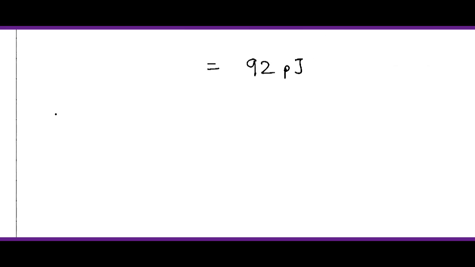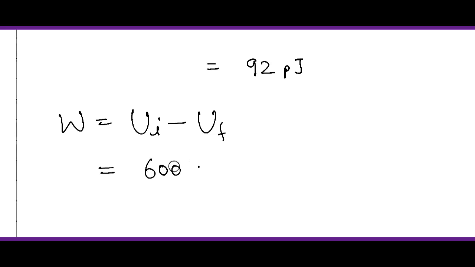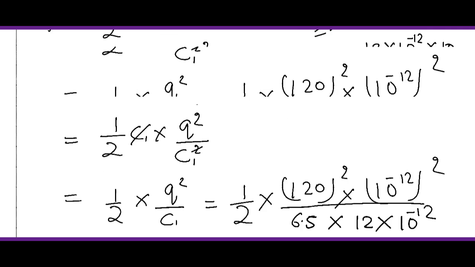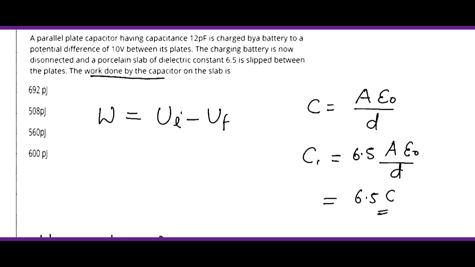Now calculating the work done. So work done is U initial minus U final. The U initial we had calculated, that is 600 picojoule, and the U final is 92 picojoule. So this will be 508 picojoule. This is the work done by the capacitor. So if we check the options, we have 508 picojoule as the correct answer.